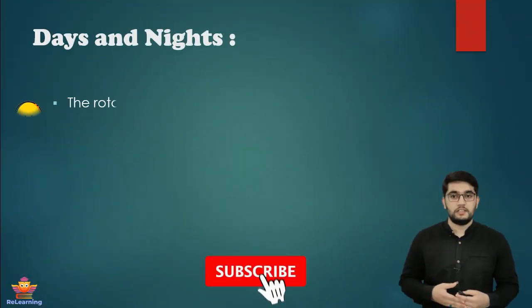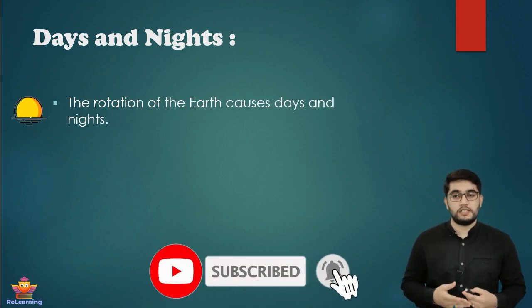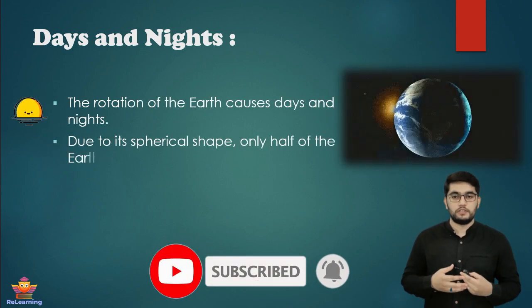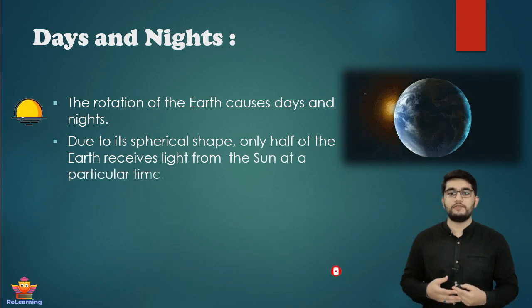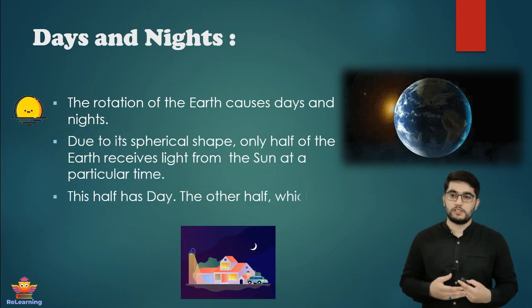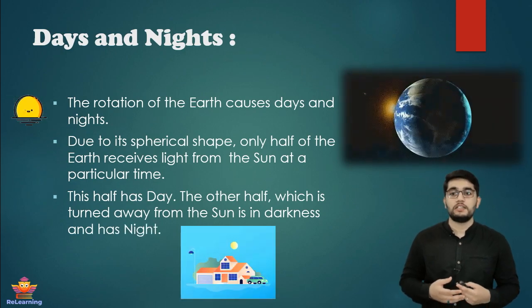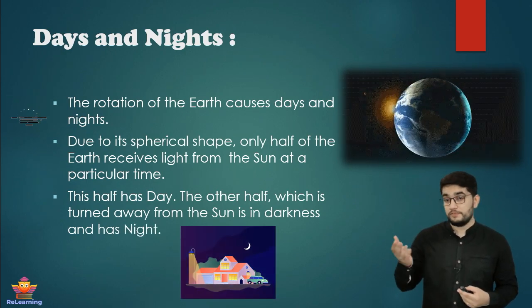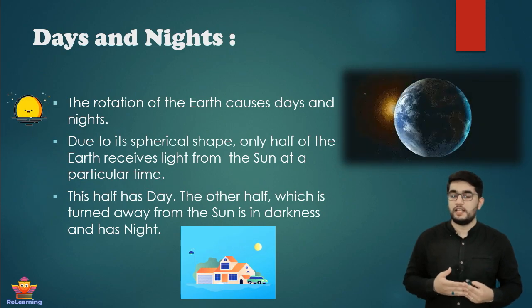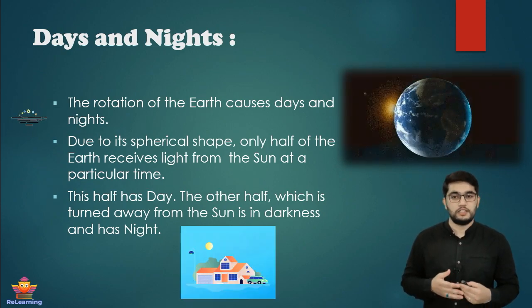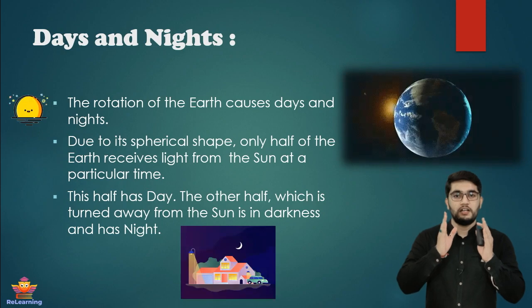Days and nights. The rotation of Earth causes days and nights. Due to its spherical shape, only half of the Earth receives light from the sun at a particular time. This half has day. The other half, which is turned away from the sun, is in the darkness and has night. Okay, let's get into more details about it with this picture.